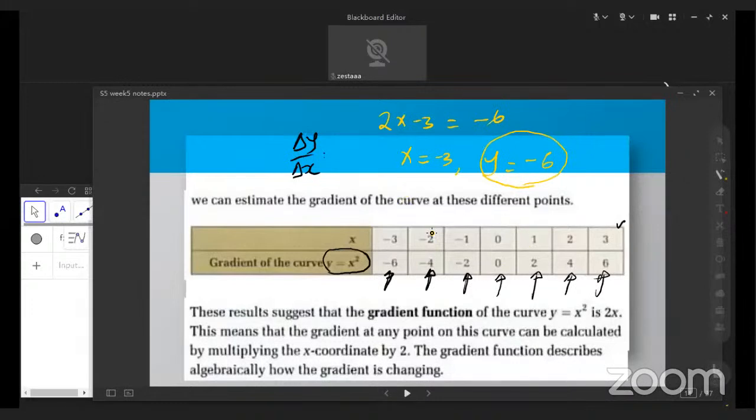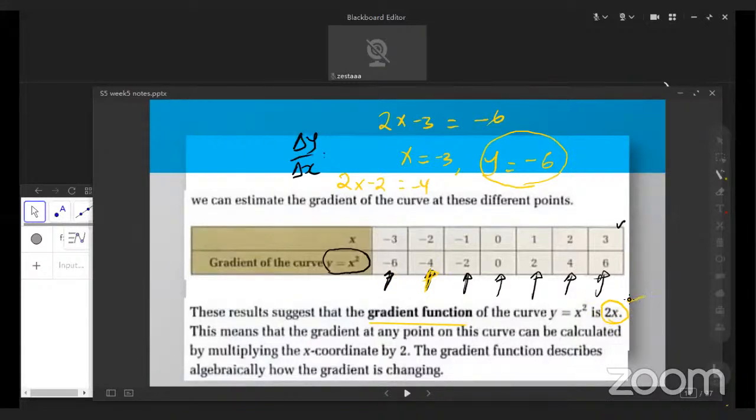If this is your x, so if you get your 2 times -2, you'll get your -4. So we shall come up with this one here. At the end of it all, we are saying here that our gradient for those different points on the curve is 2x. The 2x is coming in such a way that when you get the 2 times the x here, you'll be able to come up with your gradient.